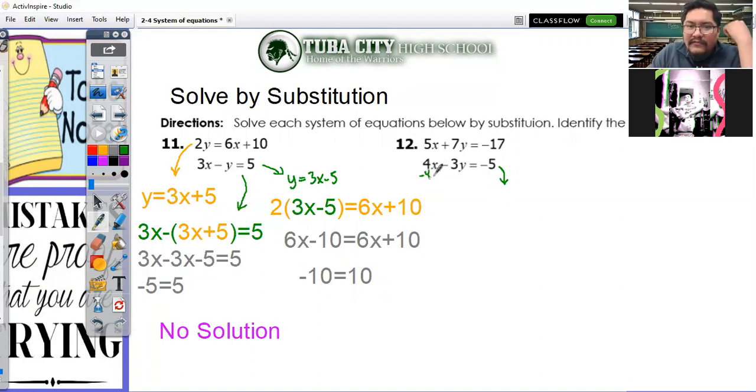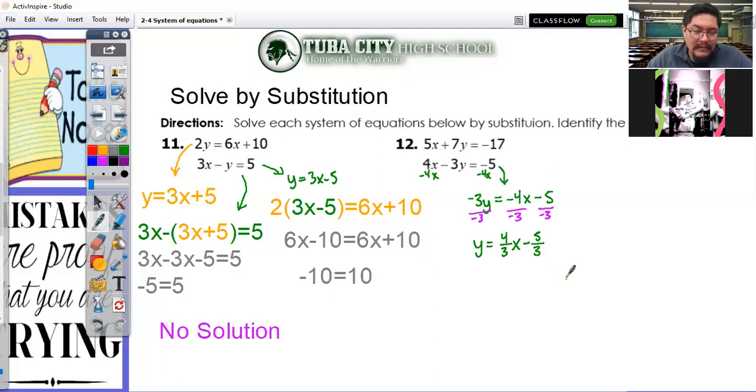So it means I'm gonna have to minus 4x from both sides. So I get negative 3y equals negative 4x minus 5. And then I'm going to have to divide everything by 3. And now I should be able to get y by itself. So y equals negative divided by negative is positive. And I end up with fractions.